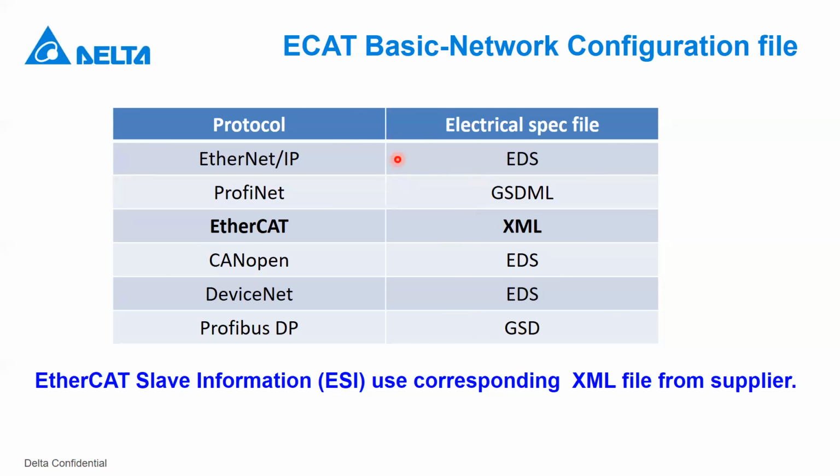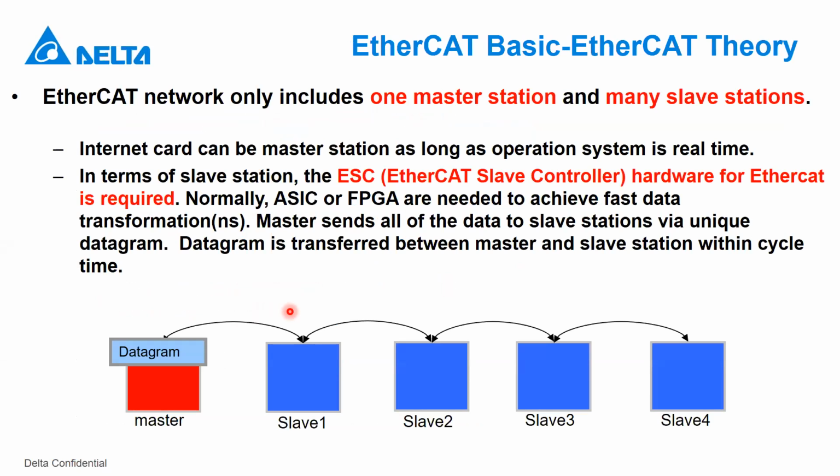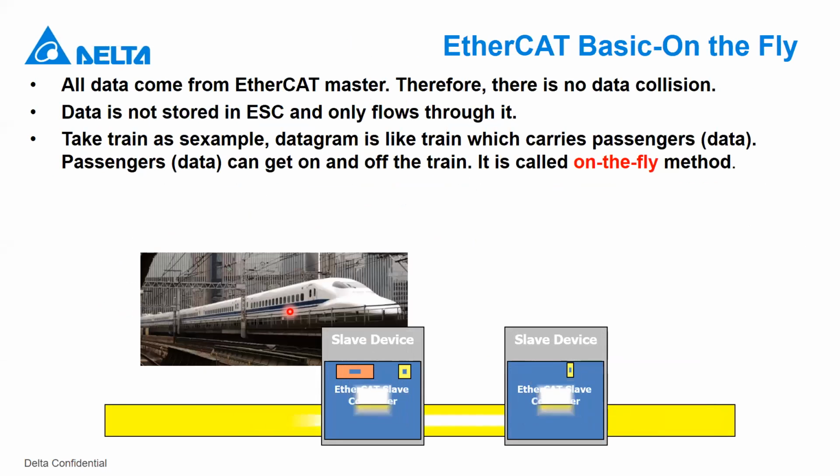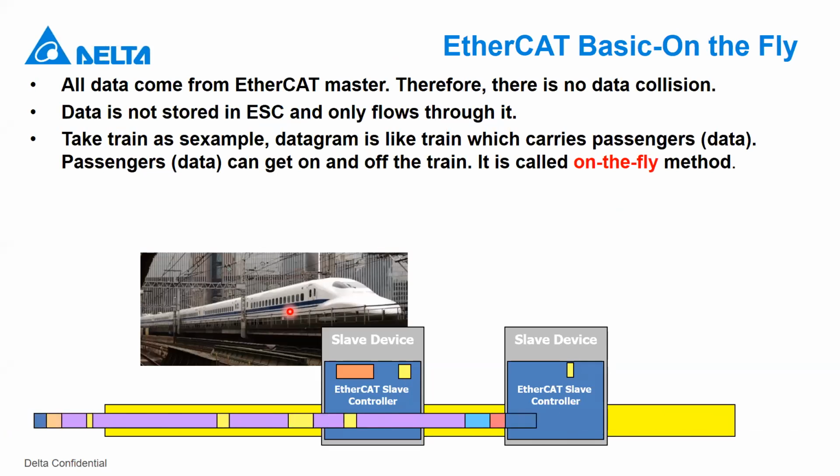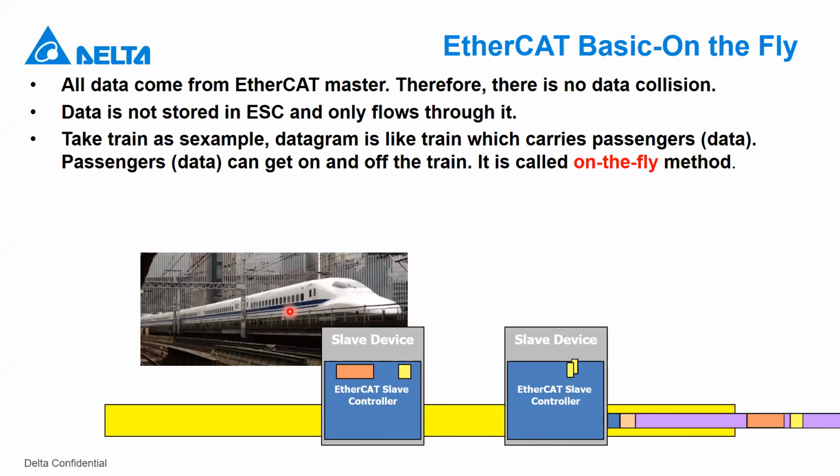That means this one just shows you the EtherCAT theory. I think this one already explained this much, so I just quickly go through. You can consider this is a train and the packet is the passengers. You can see the train and passenger can do the data exchange. I mean the passenger comes inside the train without the train stopping. So this is on the fly.